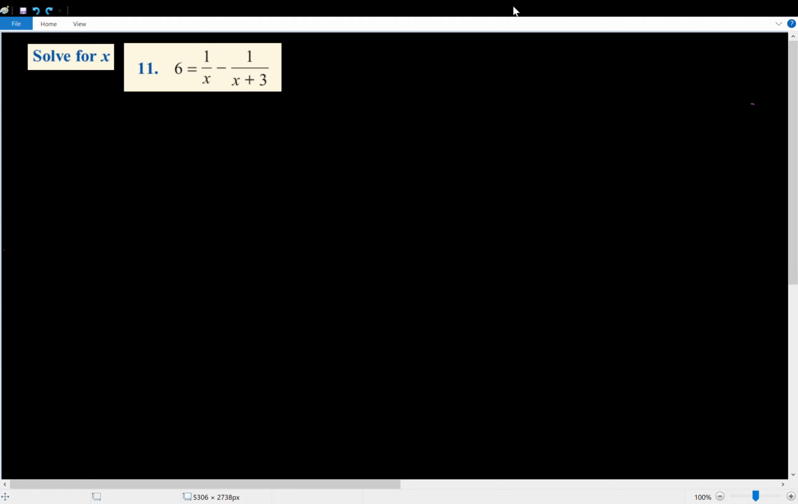This is question 11 from exercise 1.9 in Project Maths 3A. We have to solve for x in the following equation: 6 equals 1 over x minus 1 all over x plus 3.